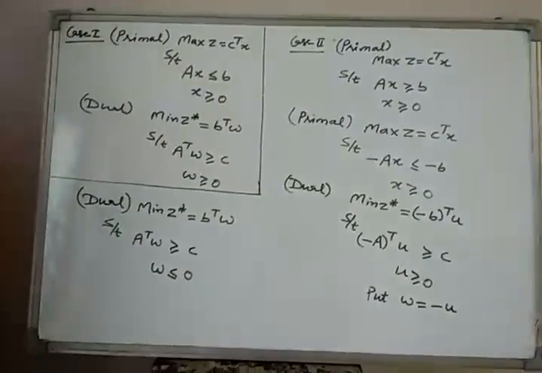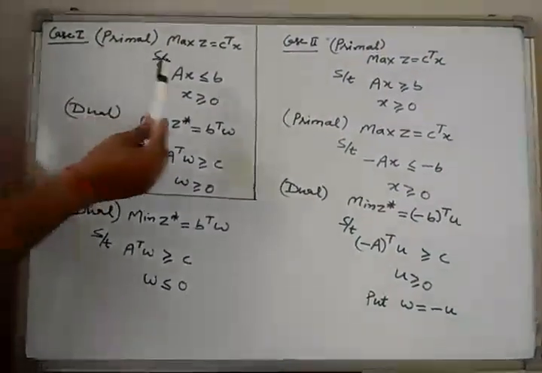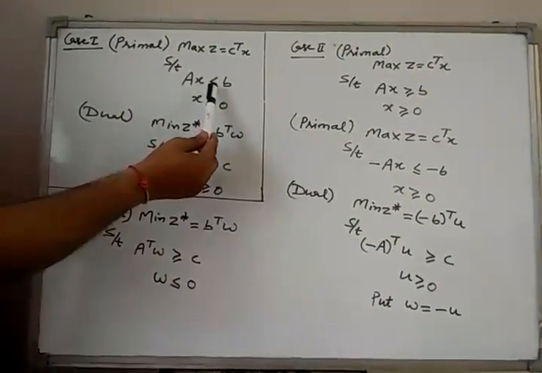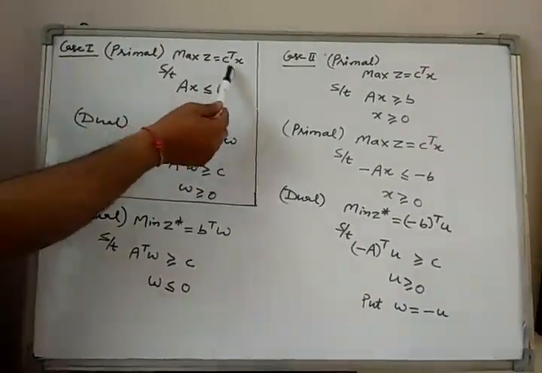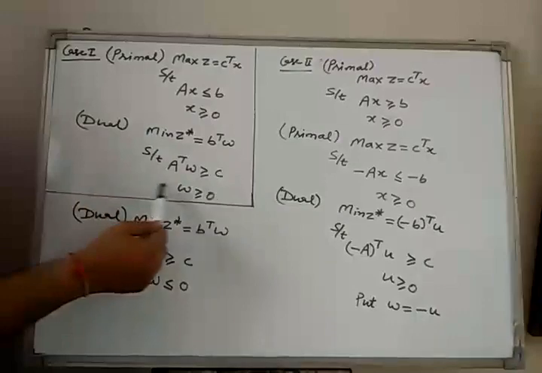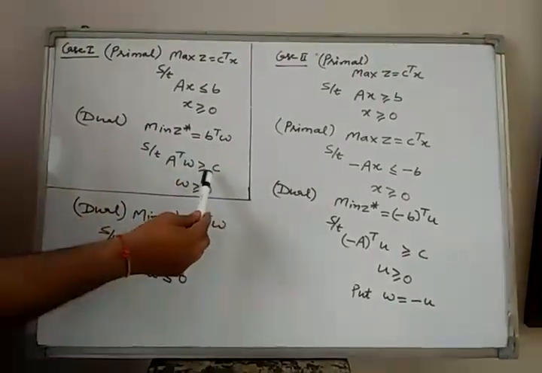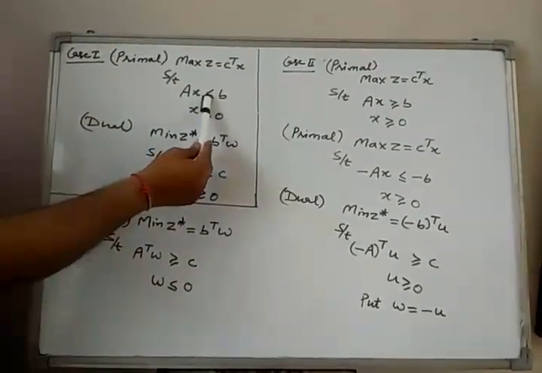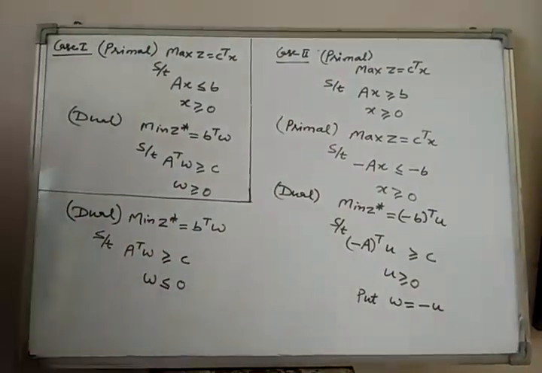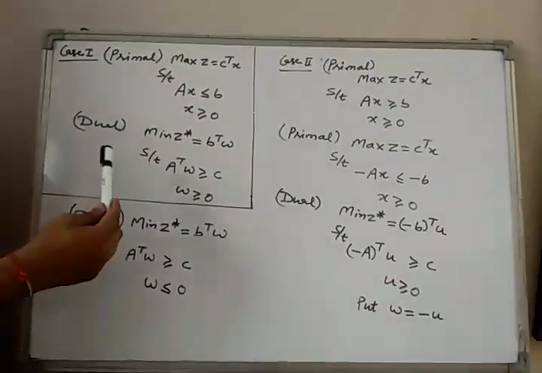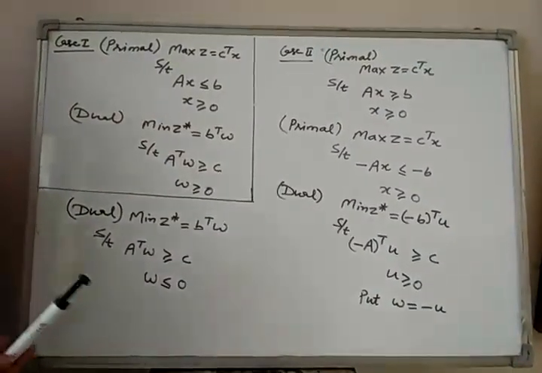Earlier we have discussed that if all the inequalities in primal problems are of less than equal to type, then how to write dual of this type of problem. This is the way to write dual of a problem where all inequalities are less than equal to type. Now we take the second case, when all the inequalities are of greater than equal to type.